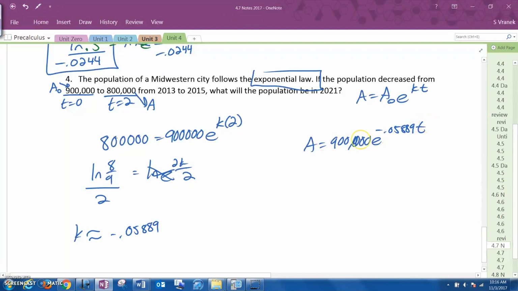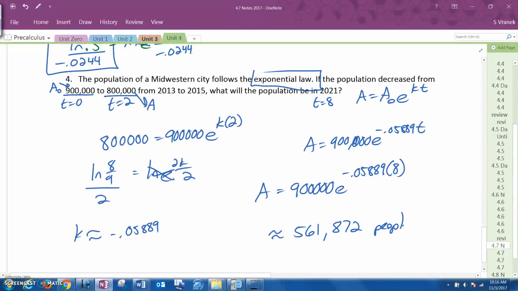And now it's saying, tell me how many people there are in 2021. Well, since I made 2013 0, 2021 would be equal to 8 for t. So I plug that in, and it's times 8. And then you get that it's approximately 561,872 people. Okay, so again, it's all the same stuff. Make sure you set it up correctly, and then to solve algebraically, you divide by the number out in front, the initial amount first, and then use natural logs to bring the exponents down, and then keep working until you get it. Good job.